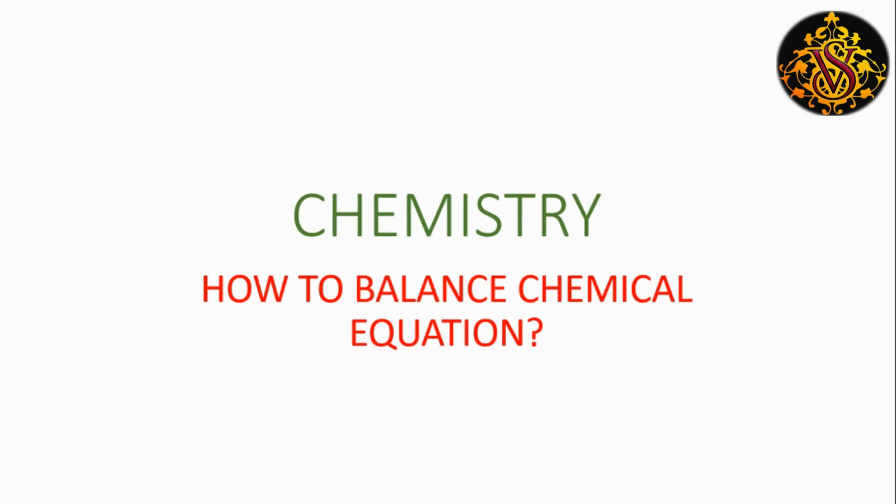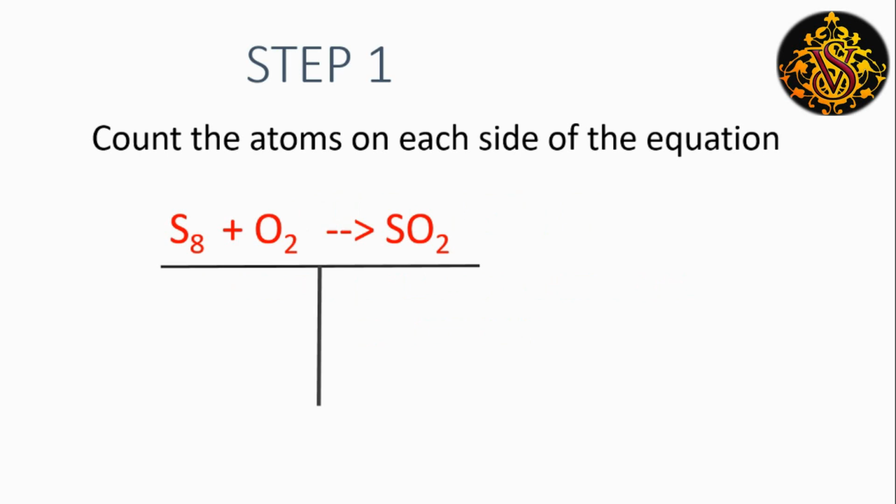Today in the session we are going to learn how to balance chemical equations in 5 easy steps. Step 1. Count the atoms on each side of the equation. And we have here S8 plus O2 gives sulfur dioxide SO2. S8 plus O2 gives SO2. Okay. Let's count each type of atoms.